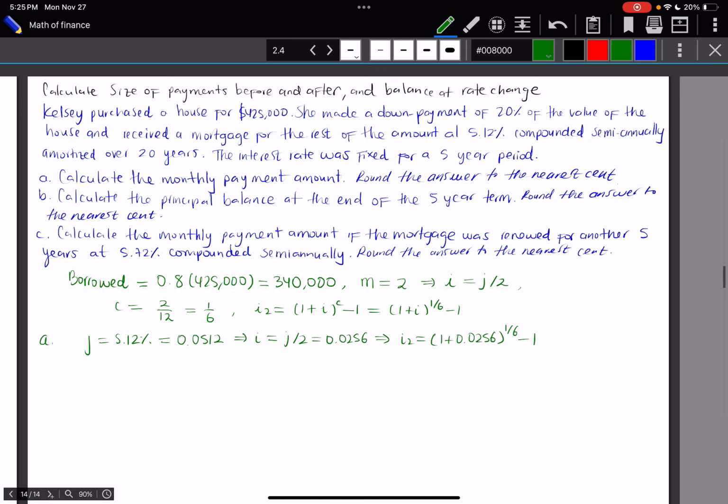Now, in 20 years, Kelsey makes 12 times 20 payments in total. Because Kelsey makes payments once a month, and there are 12 months in 20 years, Kelsey makes 20 times 12 payments in total in 20 years. So we have 240 payments.